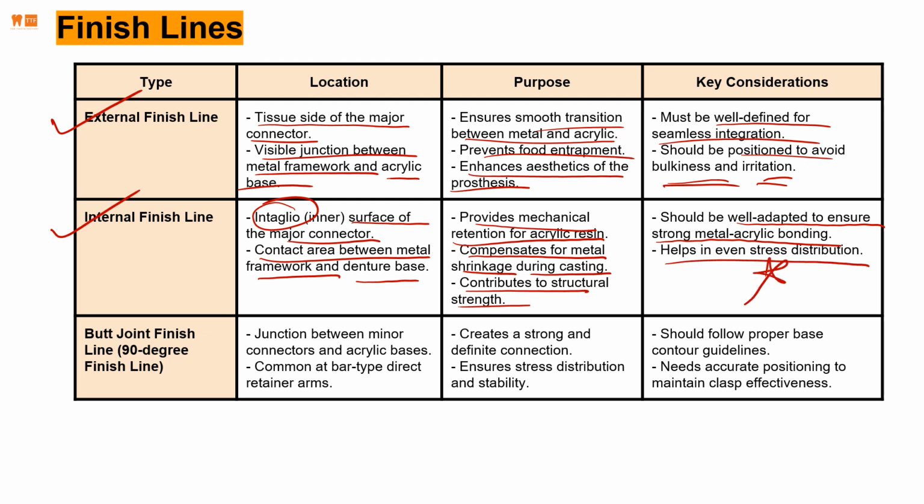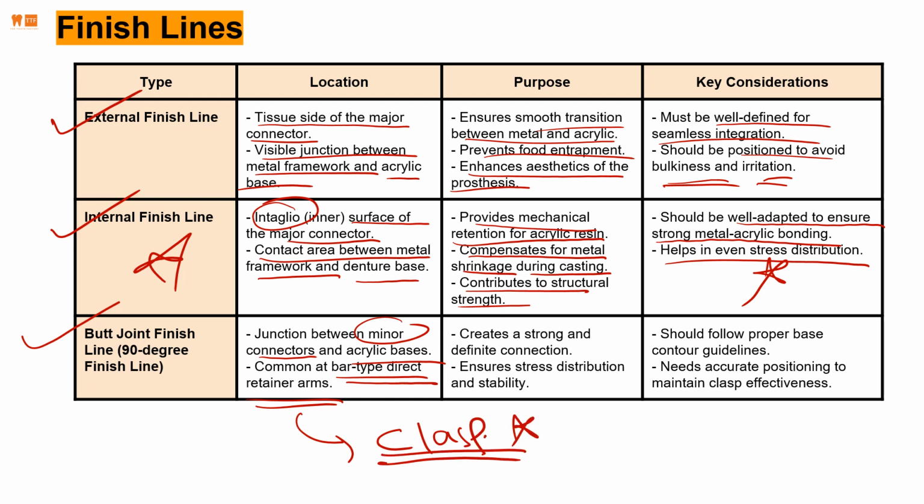Helps in stress distribution. So internal finish line is more important, and of course 90-degree butt joint finish line is necessary. It's the junction between minor connector and acrylic denture bases. Common at bar type direct retainer. This is a clasp assembly. We will discuss this more in detail in another lecture. The purpose of the butt joint is basically creates a strong, definite connection, ensures stress distribution and stability. It should follow proper base contour guidelines, needs accurate positioning to maintain class.